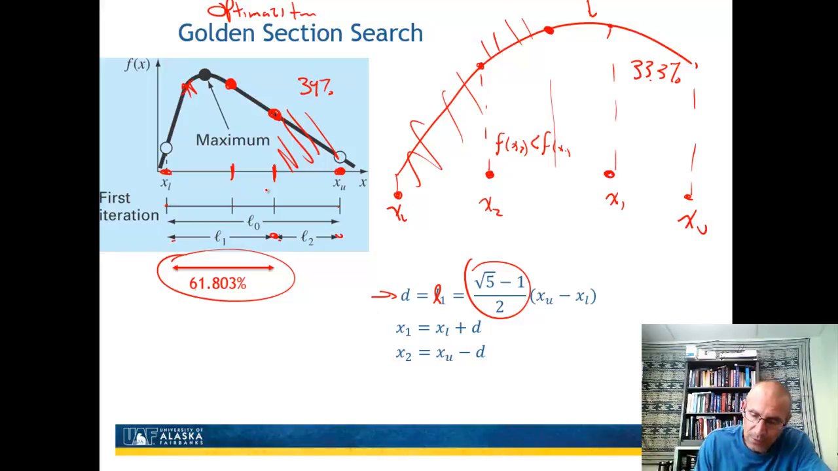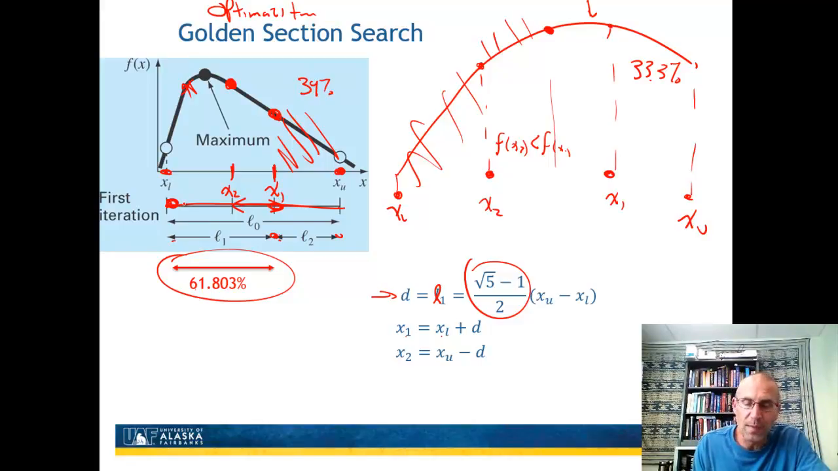And then I can determine what my 2 points are. This is x1 on the right, and this is x2 on the left. And x1 is going to be x lower plus d, so I'm going to come over to there. And then x sub 2 is x upper minus d. And so just be a little careful there. Notice that x1 is to the right of x2, and so we're determining that larger value at those 2 points.